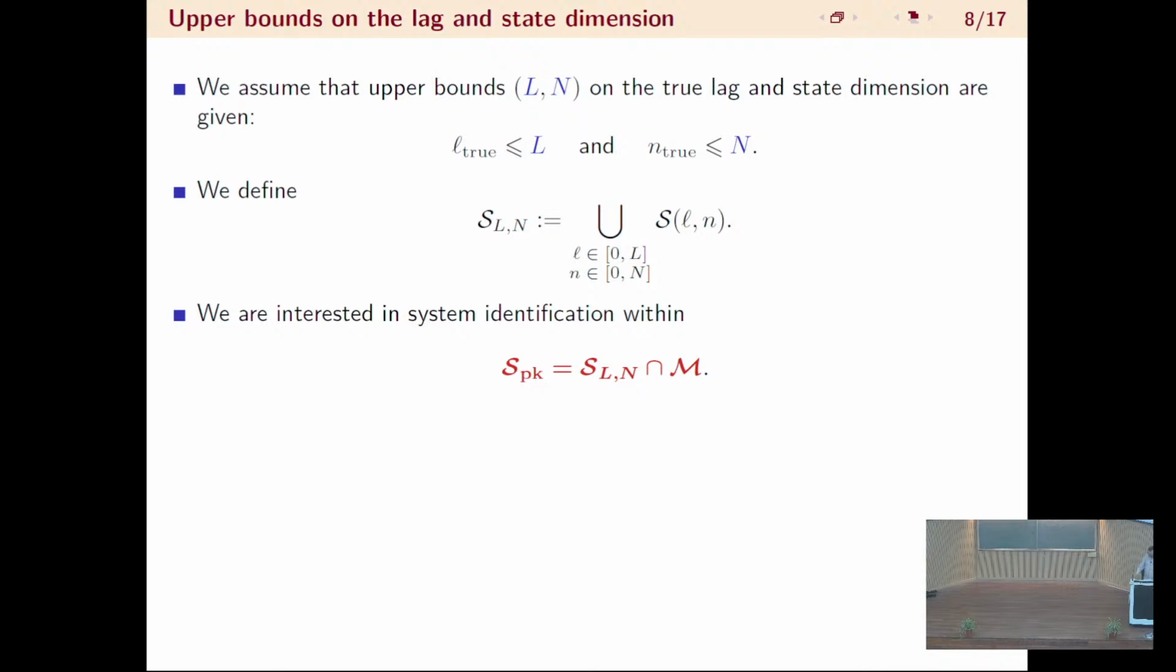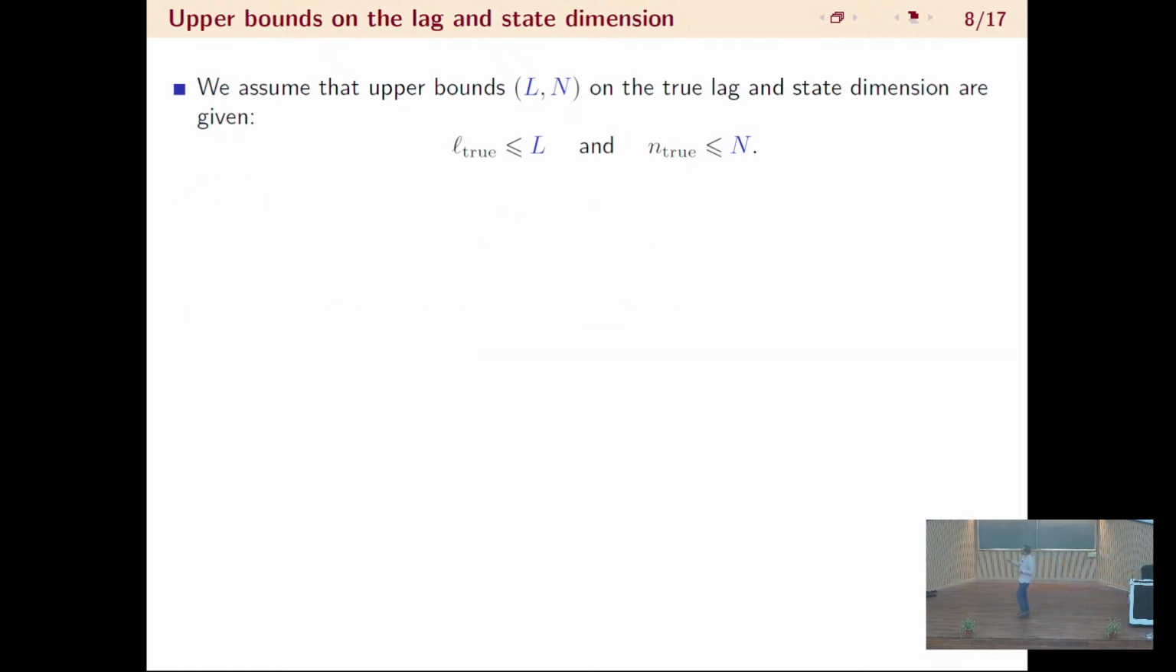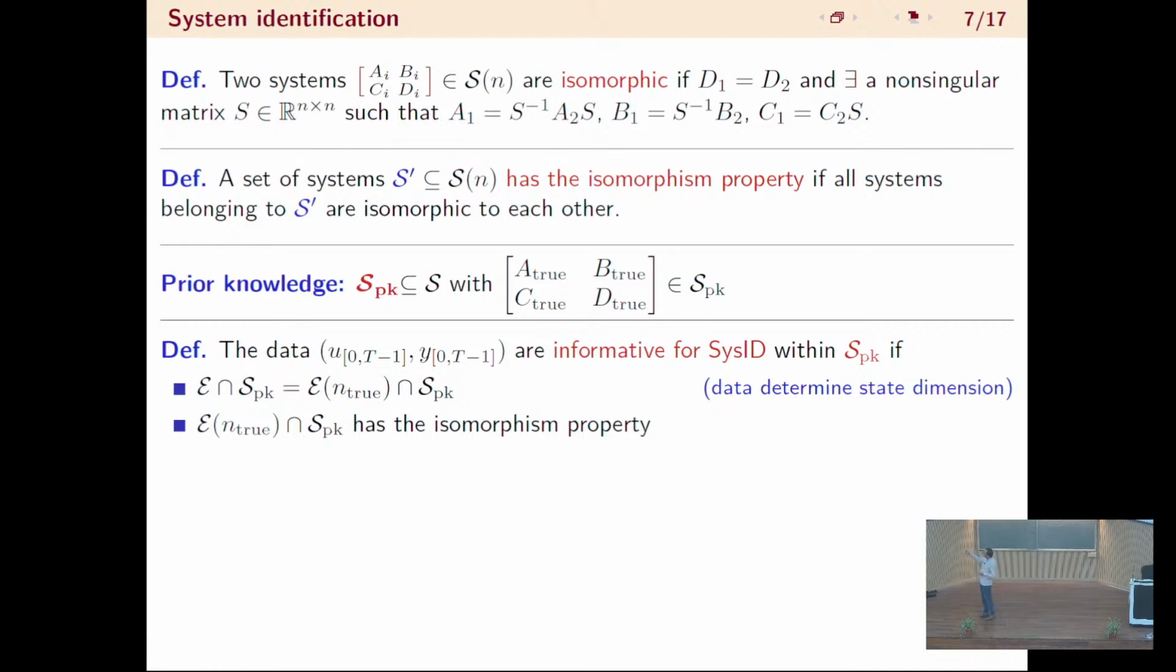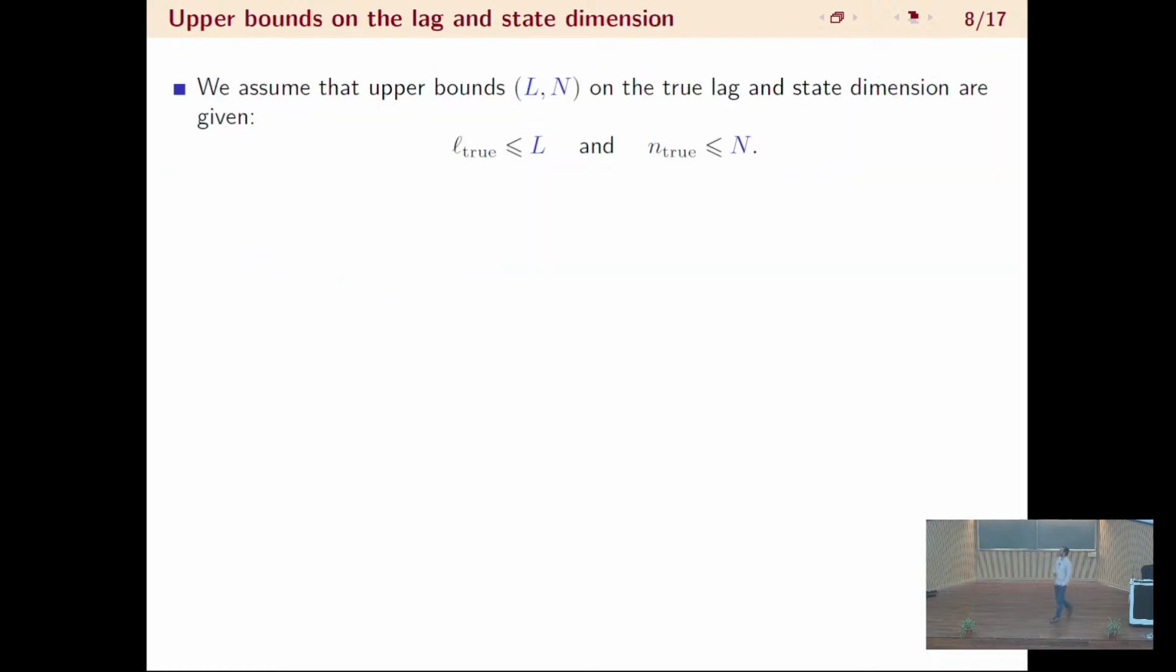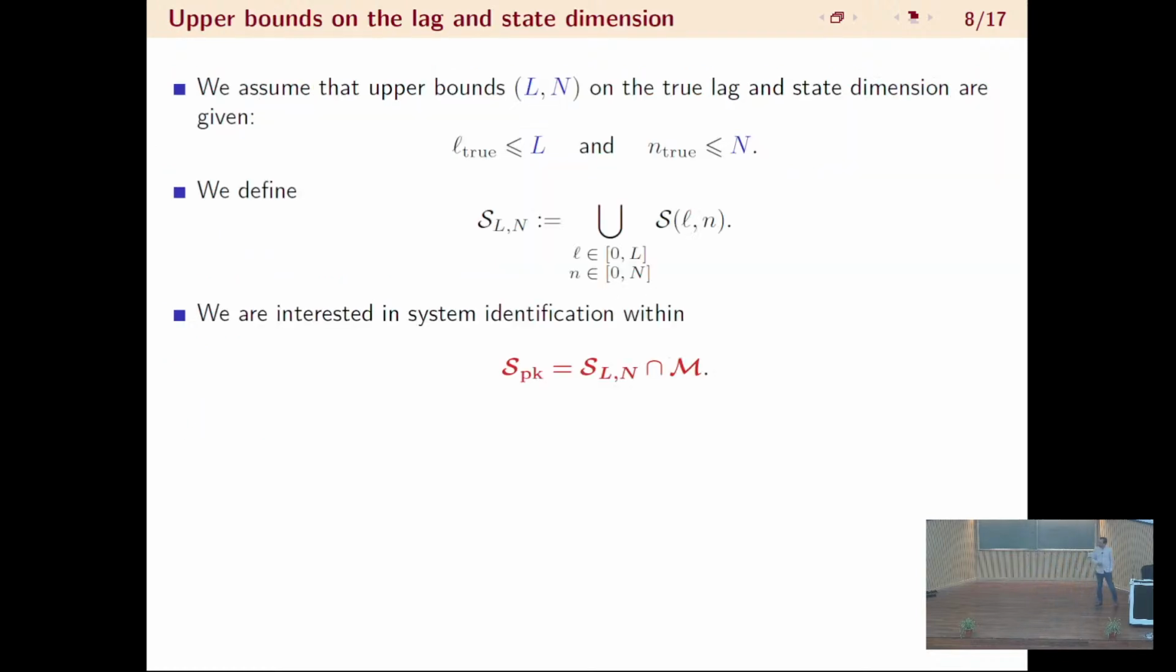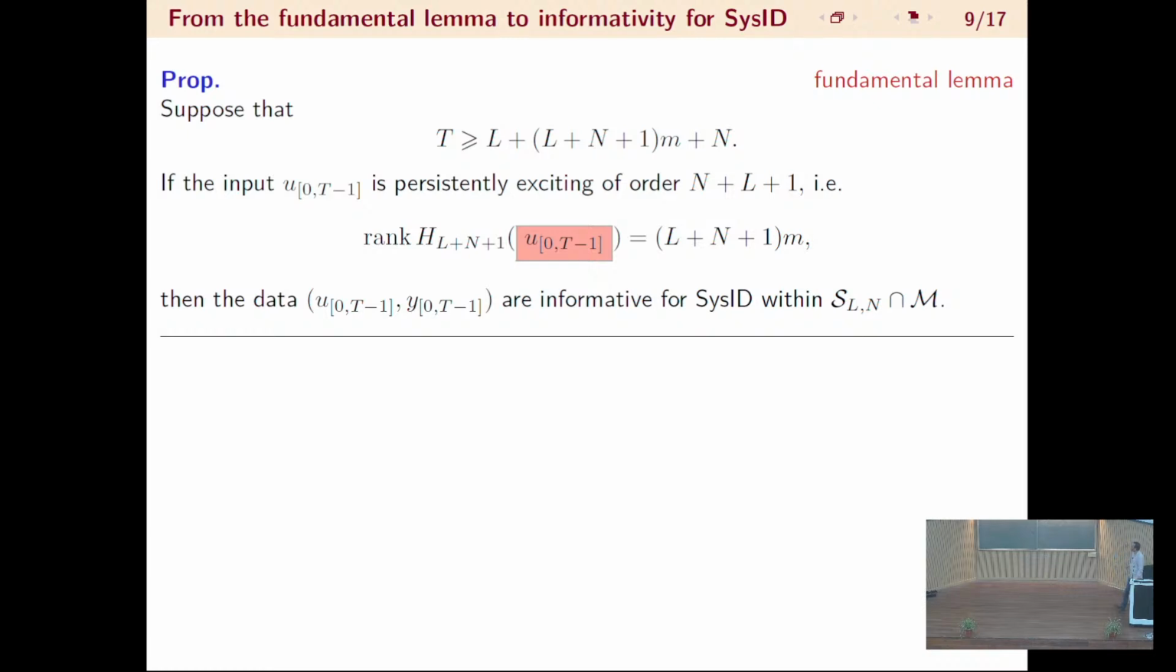And now we have a formal definition of informativity. N true should be determined by the data, and all explaining systems which have N true states must be isomorphic to each other. Then and only then I can say, okay, this is the true system. Okay.